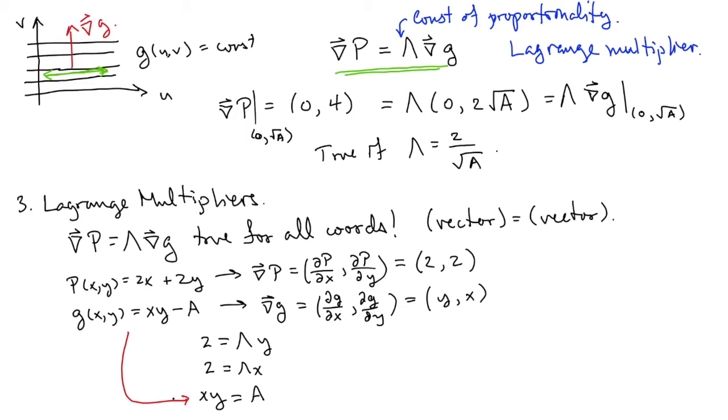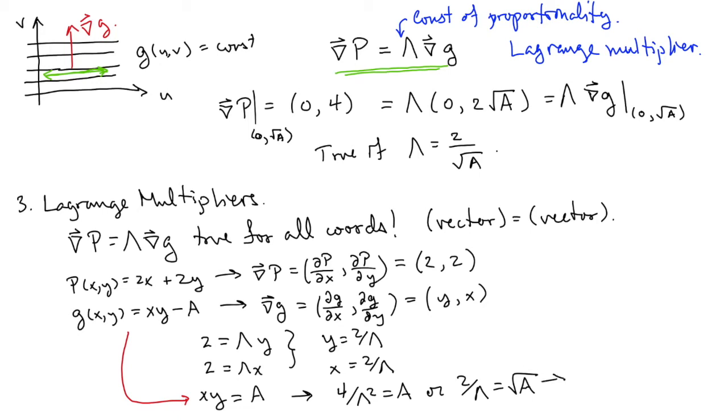Okay, we can solve these directly. These first two are going to give us y is equal to 2 over lambda, and x is equal to 2 over lambda. And this last one we can solve directly. It's going to then give us that 4 over lambda squared is equal to a, or 2 over lambda is equal to the square root of a. And that's, of course, just what x and y were. So we once again get that x is equal to square root of a, and y is the square root of a. And our shepherd should have a square pen if he wants to keep his costs manageable.